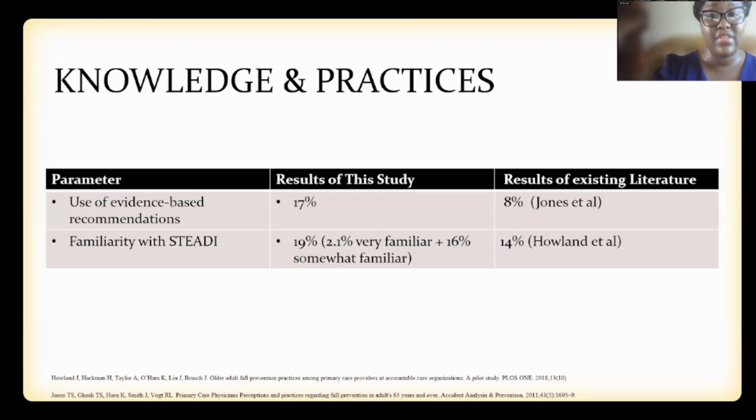From these results, we see the knowledge of participants is reflected in their practices. When compared to the literature at 17%, use of evidence-based recommendations about doubled what was reported by Jones and colleagues, whereas the degree of familiarity with the study guidelines at 19% was somewhat comparable to what was reported by Howland and colleagues. Still, with less than 20% of physicians using evidence-based fall prevention recommendations, considering most participants having a DM level training or higher in this study, we can appreciate that geriatric fall prevention needs to be emphasized more in clinical training.